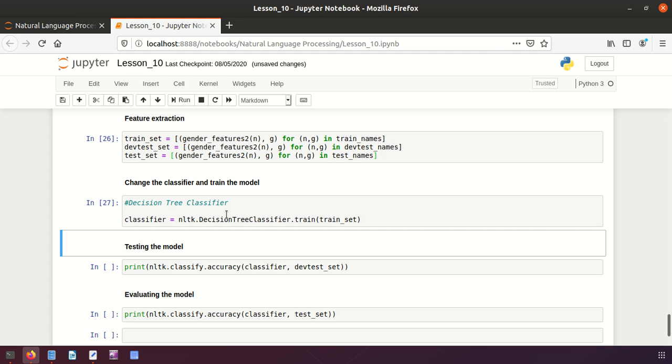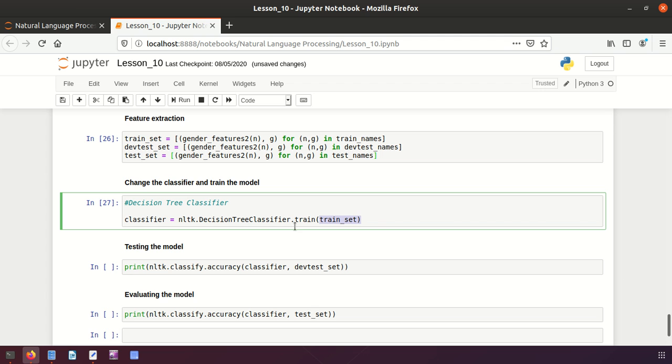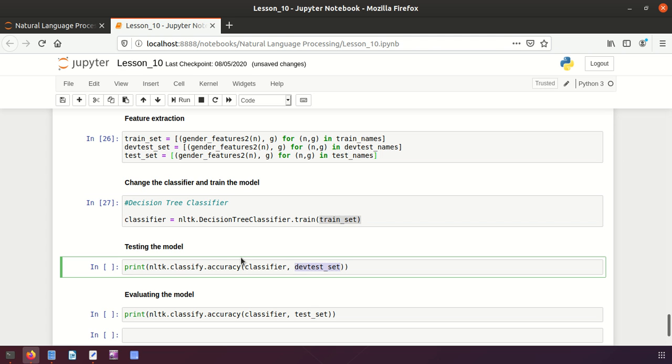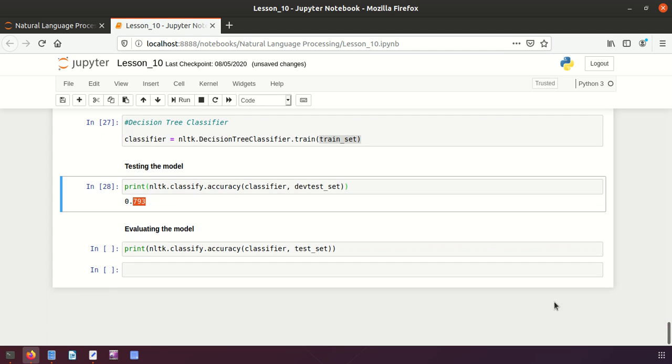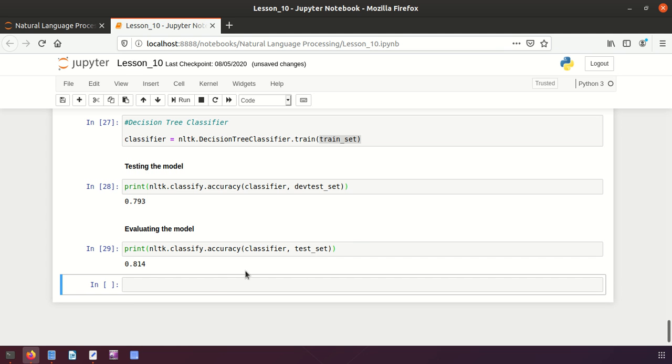Yeah, the model is trained here. We trained the model here, right? And now testing the model. First I am testing with the development test, and let's see how much it is. It is almost 80%, so the accuracy is increased. And let me evaluate the model here, and you see it is 81%.